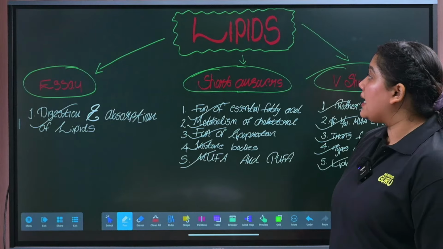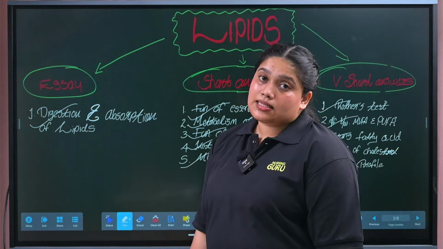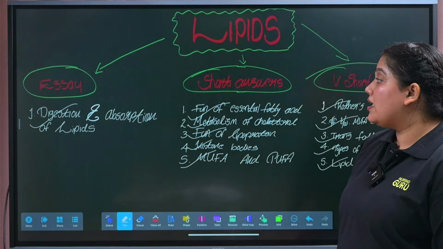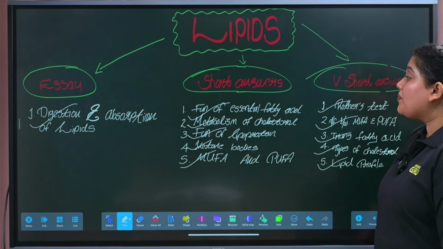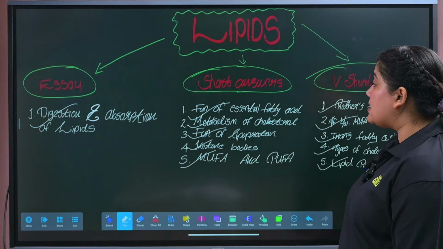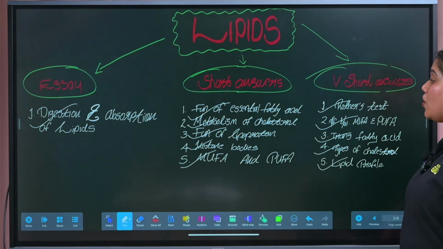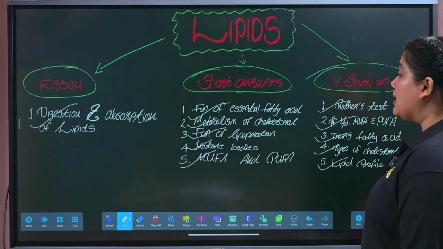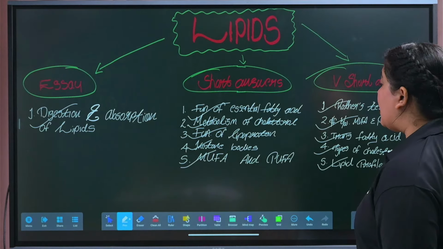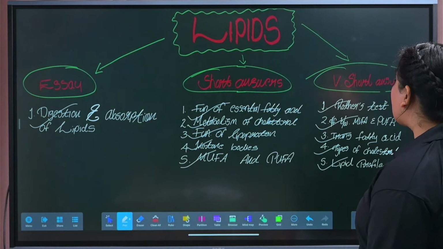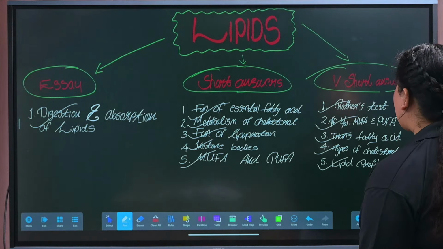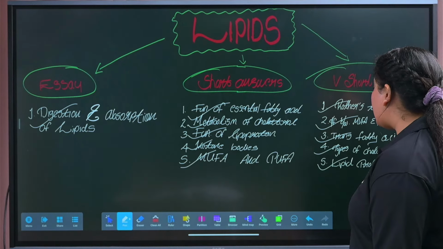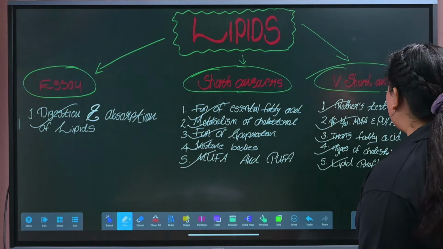And the second unit, the expected essay is digestion and absorption of the lipids, and short answer, functions of essential fatty acid, metabolism of cholesterol, functions of lipoprotein, ketone bodies, MUFA and PUFA. And very short answer questions, Rothera's test, difference between MUFA and PUFA, trans fatty acid, types of cholesterol, lipid profile.